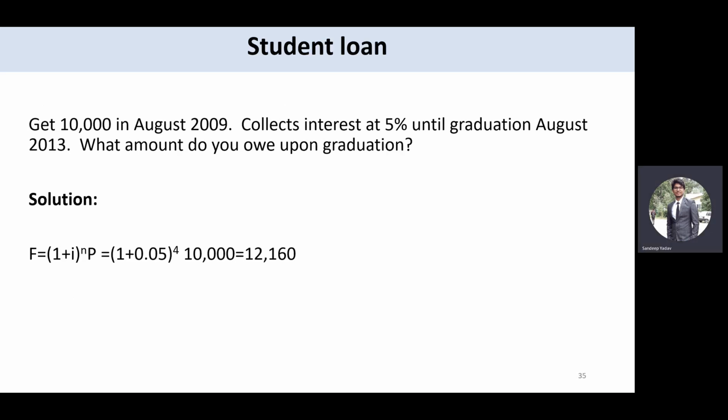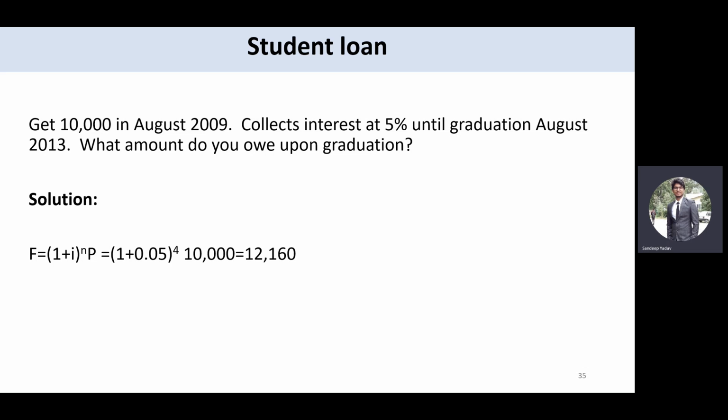Now let's move on to the example of a student loan. Suppose you have got 10,000 in August 2009, and the bank charges an interest rate of 5% until graduation in August 2013. Suppose I started my engineering in 2009, and I have taken a loan from the bank at 5% interest rate, and I have to start paying from 2013.